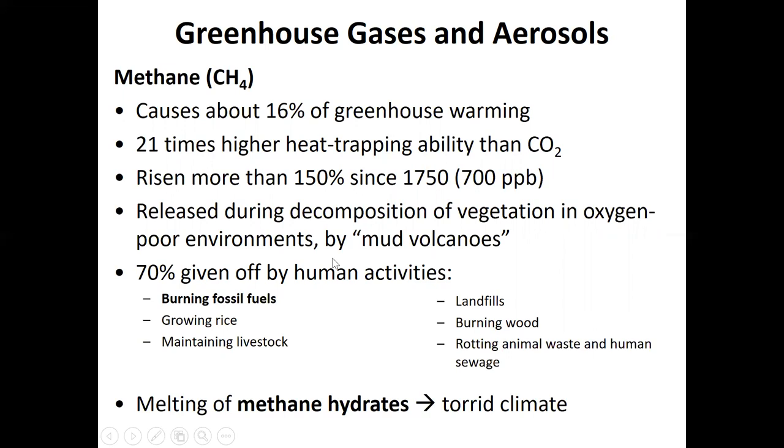So 70% of methane is given off by human activities through the burning of fossil fuels, growing rice, maintaining livestock, landfills, burning wood, and rotting animal waste and human sewage. That's all ways in which we produce methane. Methane can also be produced from frozen deposits in the deep parts of the ocean. If the ocean warms enough, those frozen methane deposits, called methane hydrates, can melt, and methane bubbles out of the ocean and accelerates the warming even more.